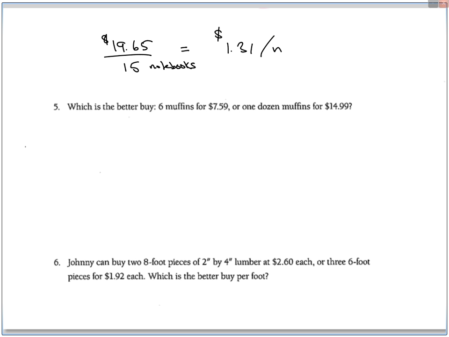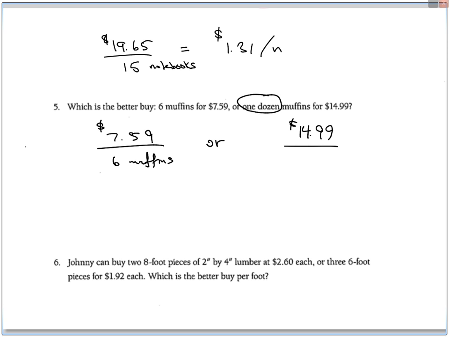Alright, which is the better buy? $7.59 for 6 muffins, or $14.99 for 1 dozen. 1 dozen equals 12. So just dividing these separately in our calculator. 1.265, 1.249.